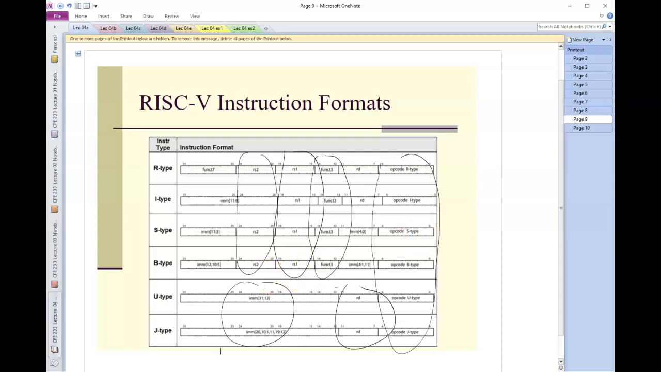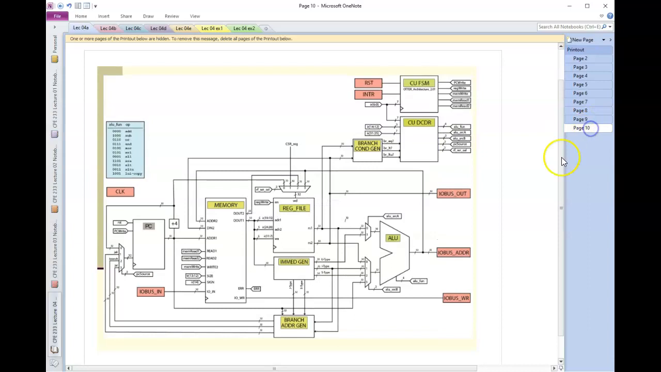And essentially, I think that is it for this slide. This is just our high-level diagram once again.